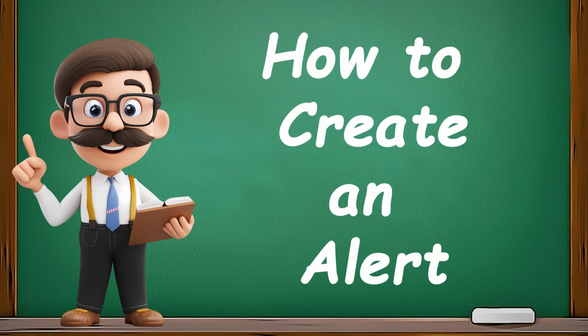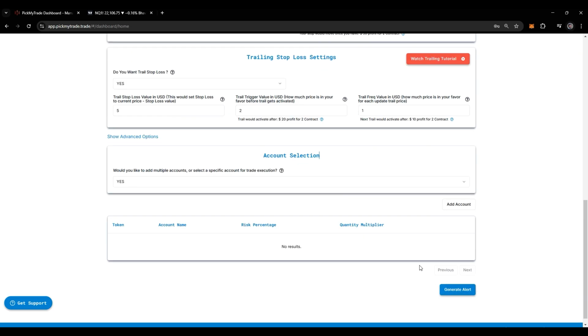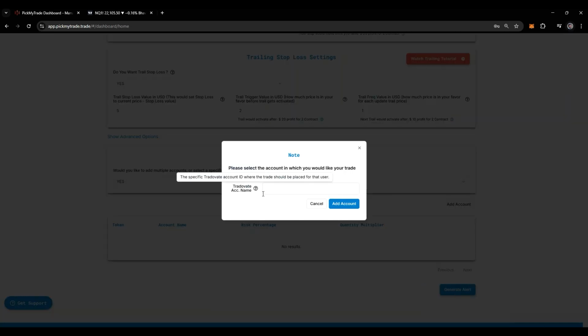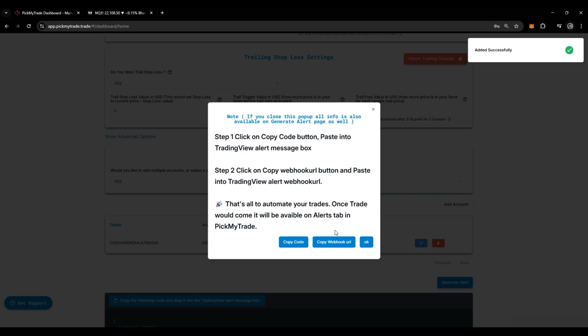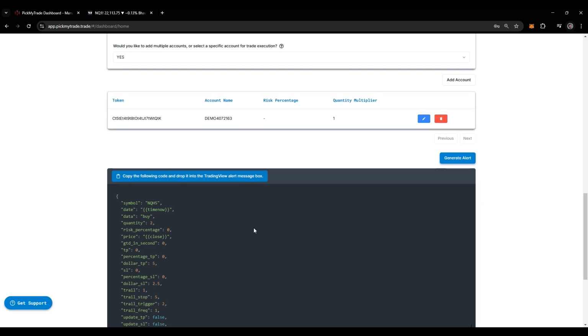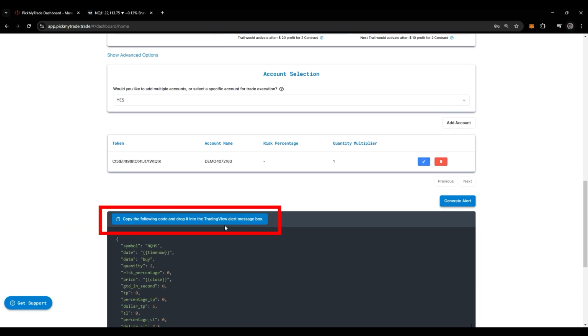Now let's understand how to create an alert. I will click on Generate Alert, and then it will ask me for a Tradovate account. Then it will show me this pop-up. Here we have to select Copy Code. If this pop-up does not come, don't worry. The code is displayed over here, you can copy it from here also.